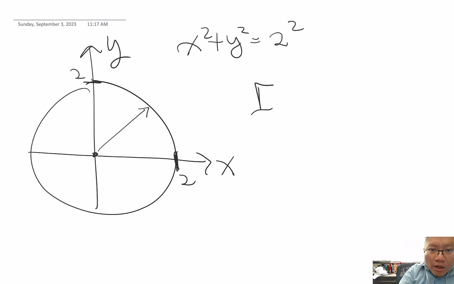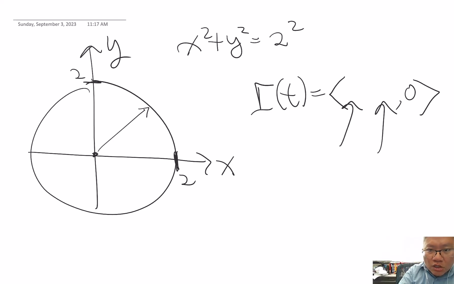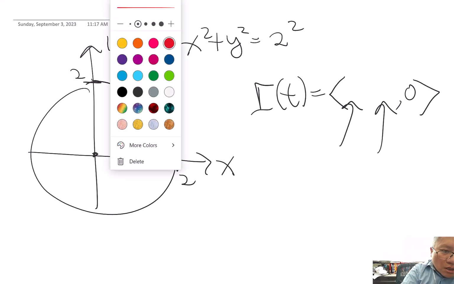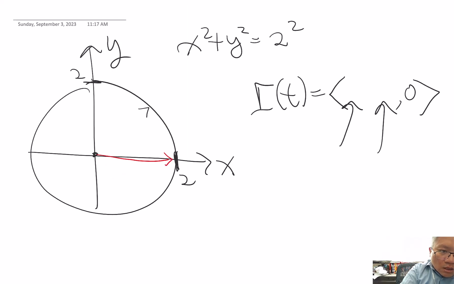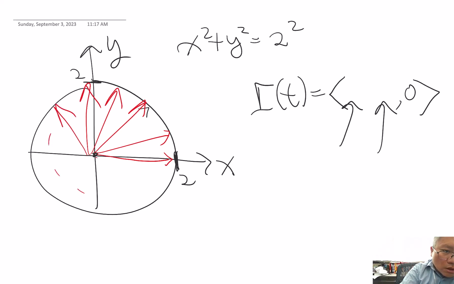Now I wanted to write down an equation. The Z component is 0. We are on an XY plane. What should I put in here so that the result of this is a position vector that is pointing here, and then pointing here, and then here, and then here, and so on, all the way to here, and then get back again to this point?